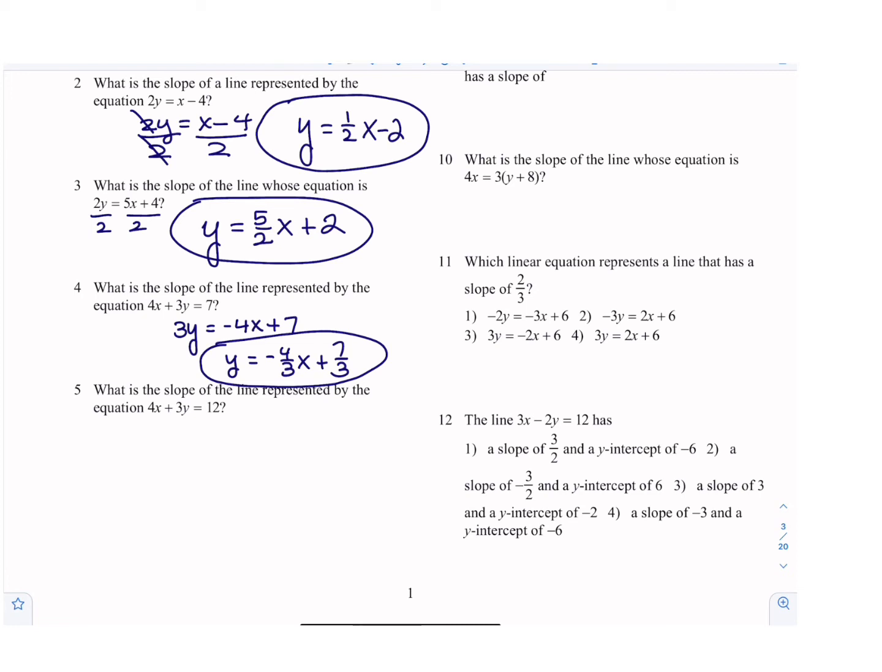Alright, so number 5, we're going to bring the 4x to the other side by subtracting it to the other side and get negative 4x plus 12, followed by dividing by 3 and getting negative 4/3 x plus 12/3, which is really just 4.